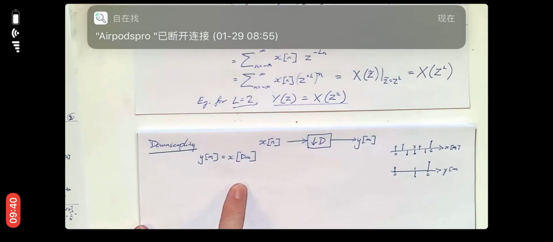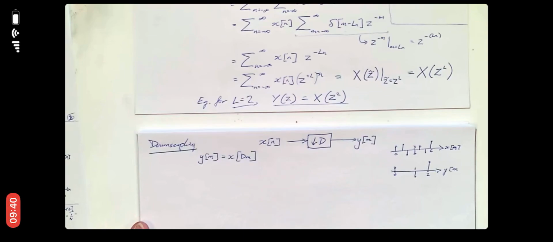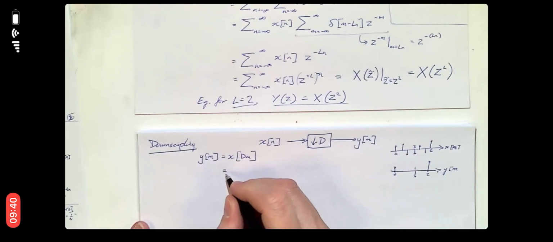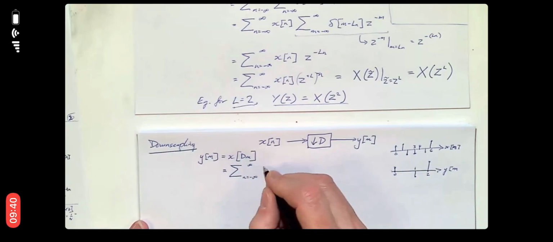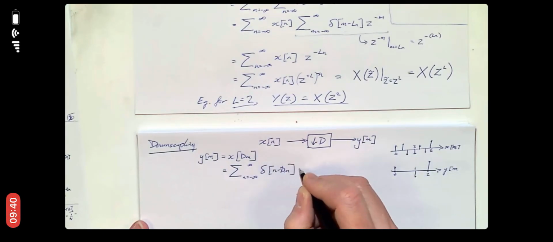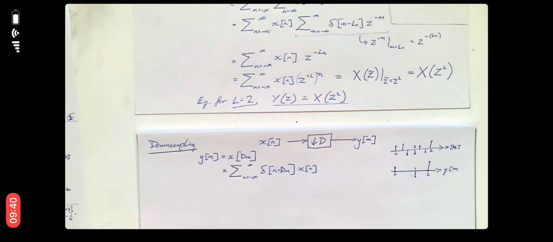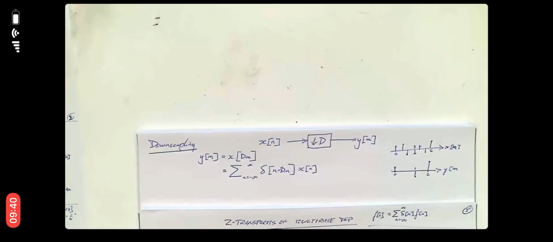Now, in order to relate these m's to each other, we want to write it in terms of x of m. We're going to use this sifting property again. We can write x of dm as a sifting operation, the sum from n equals minus infinity to infinity, delta of n minus dm, x of n. So this is written in a similar way to the way we had it before.